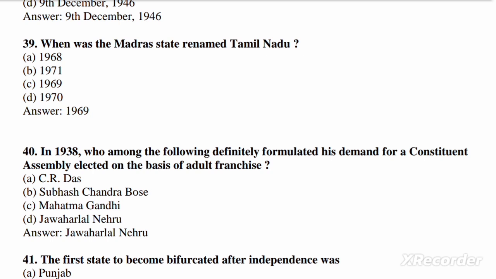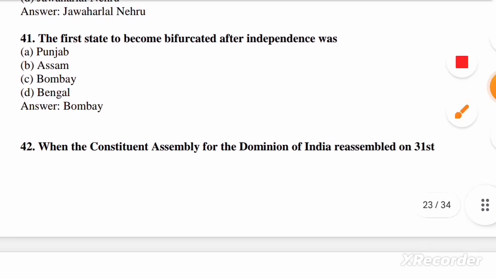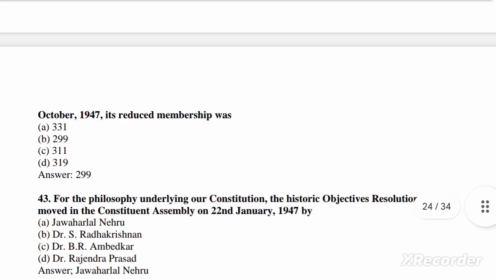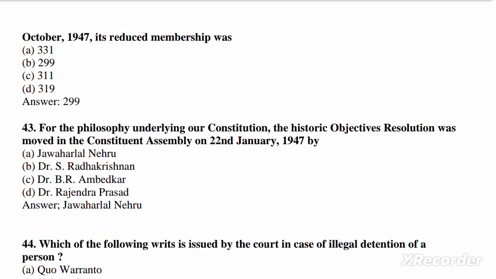40. In 1938, who among the following definitely formulated his demand for a Constituent Assembly elected on the basis of adult franchise? Answer: Jawaharlal Nehru. 41. The first state to become bifurcated after independence was Bombay. 42. When the Constituent Assembly for the Dominion of India reassembled on 31st October 1947, its reduced membership was 299. 43. For the philosophy underlying our Constitution, the Historic Objectives Resolution was moved in the Constituent Assembly on 22nd January 1947 by Jawaharlal Nehru.